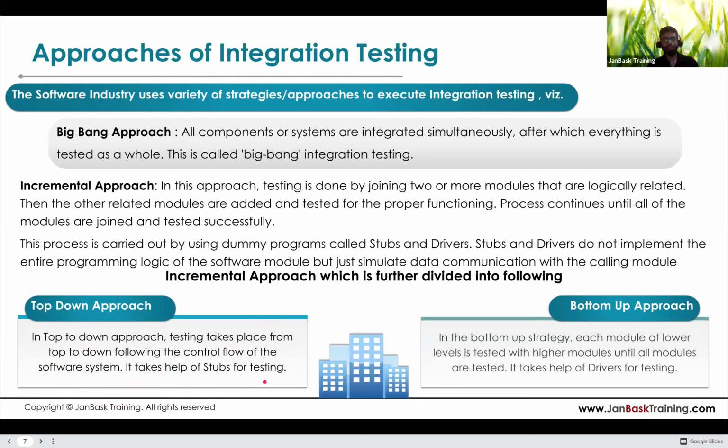Is it clear? Okay. In the bottom up approach, in the bottom up strategy, each module at lower levels is tested with higher modules until all modules are tested. It takes help of drivers for testing. Okay, so I hope everything is clear and everything is fine until now. Okay, great.